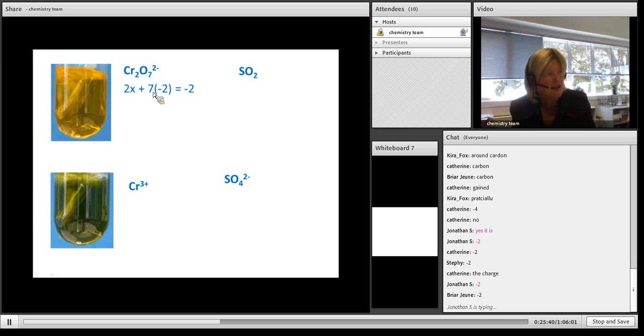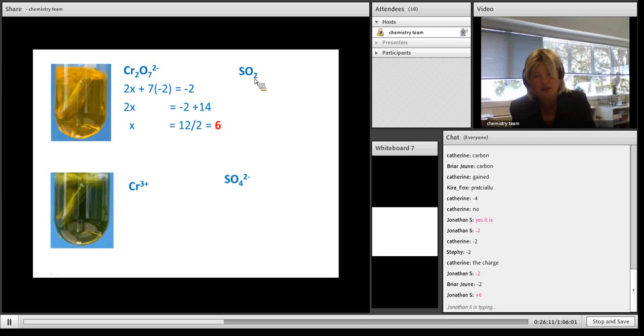Each oxygen atom is -2. I've got 7 oxygen atoms, because remember we've got to do the sum of every single atom. And the reason why I've got a 2 in front of the X is because I've got 2 chromiums. Okay, so to work it out, I first say, 2x, 7 times -2 is -14. If I bring it across, it's +14. So -2 plus 14 is equal to 12. If I bring the 2 across, I divide by 2, and I get an answer of 6. Great. Okay. So let's do the next one, which is SO2.